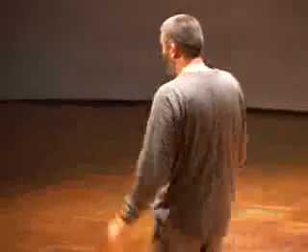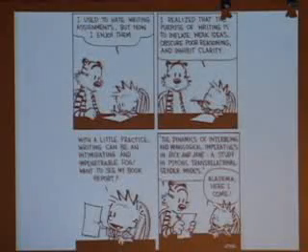So before we move on to the first slide, how many people know Calvin and Hobbes? Got a quick Calvin and Hobbes cartoon for you. I'll give you 2 minutes to read this.